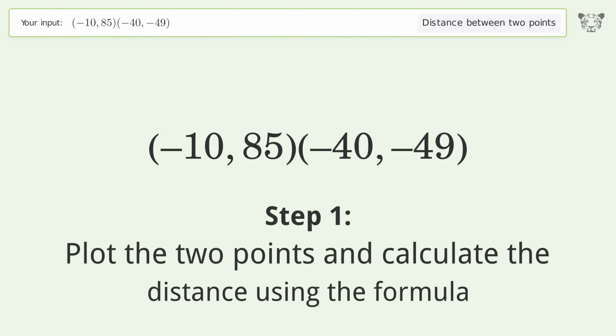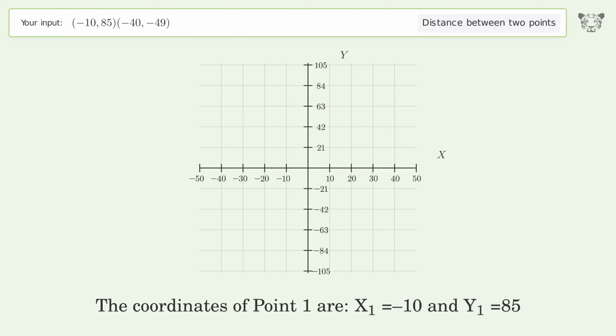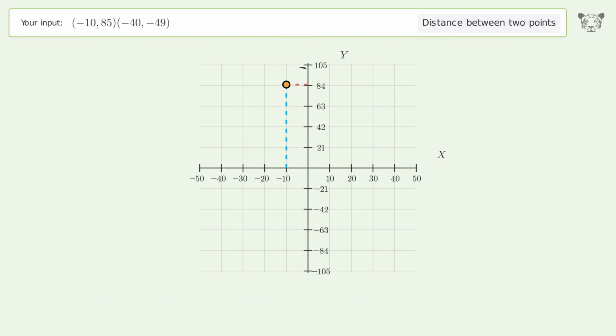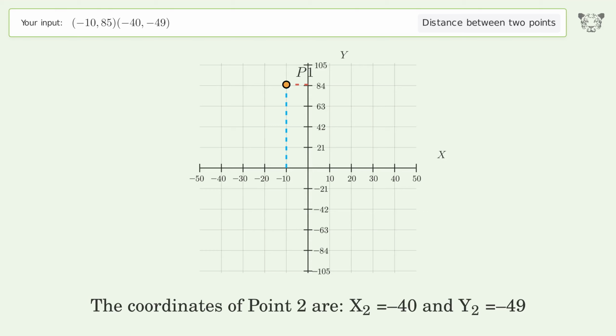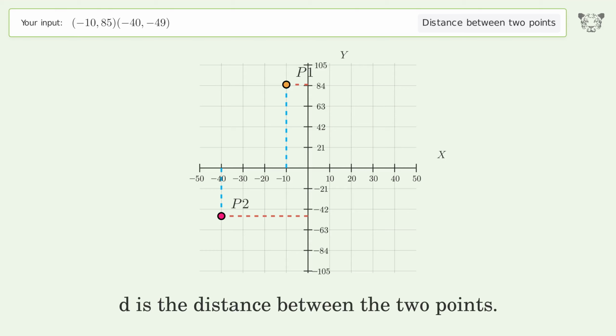Plot the 2 points and calculate the distance using the formula. The coordinates of point 1 are x1 equals -10 and y1 equals 85. The coordinates of point 2 are x2 equals -40 and y2 equals -49. D is the distance between the 2 points.